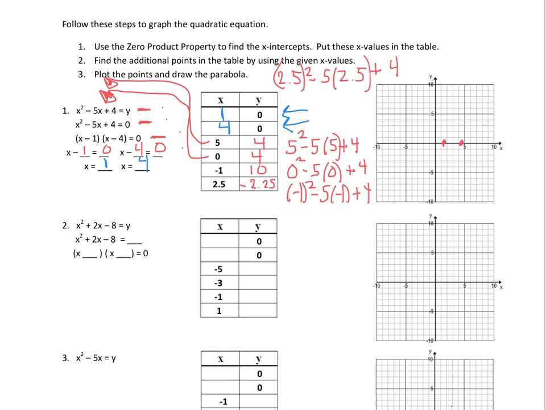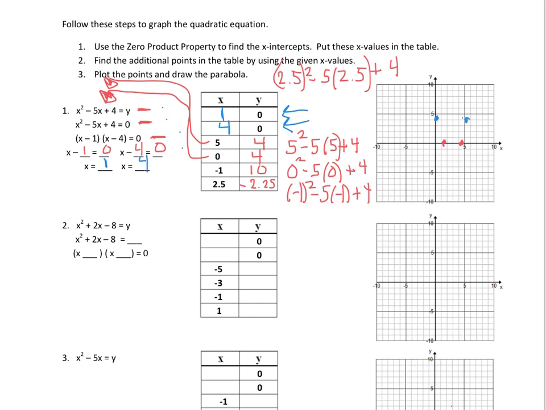So now you just need to finish graphing these. So I did the first two in blue. And now I'm going to do 5, 4. So over 5, up 4. Okay, over 0, up 4. What you should start seeing is that your graphs are symmetric. They model each other on each side.